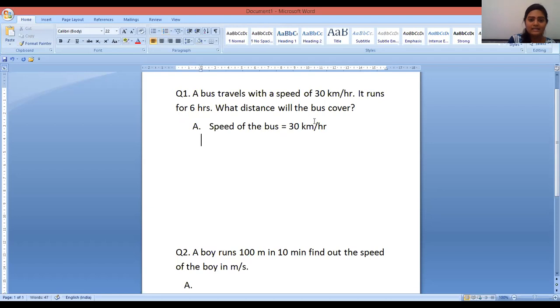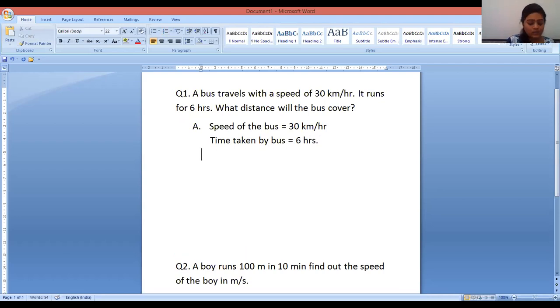Done. Now the next thing is, what is next given to us? The time that the bus is taking to cover that distance. So time taken by bus, which is equal to how many hours? 6 hours. Okay, so now let's find out the distance.